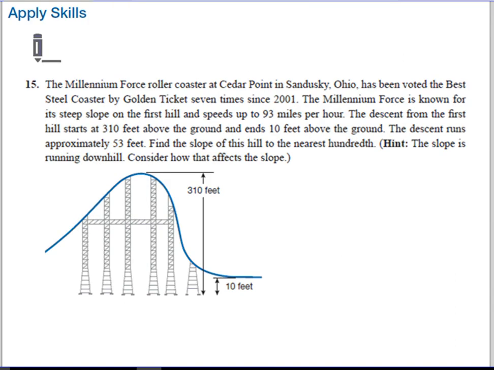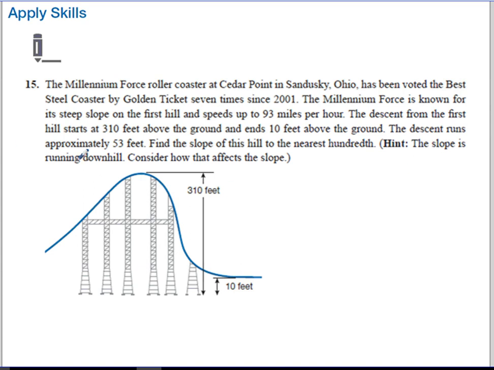Here we have something close to home for our first application. The Millennium Force roller coaster at Cedar Point in Sandusky, Ohio, has been voted the best steel coaster by Golden Ticket 7 times since 2001. The Millennium Force is known for its steep slope on the first hill and speeds up to 93 miles per hour. The descent from the first hill starts at 310 feet above the ground and ends 10 feet above the ground. The descent runs approximately 53 feet. Find the slope of this hill to the nearest hundredth.